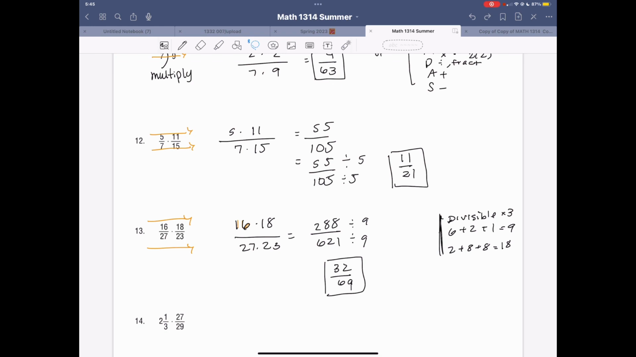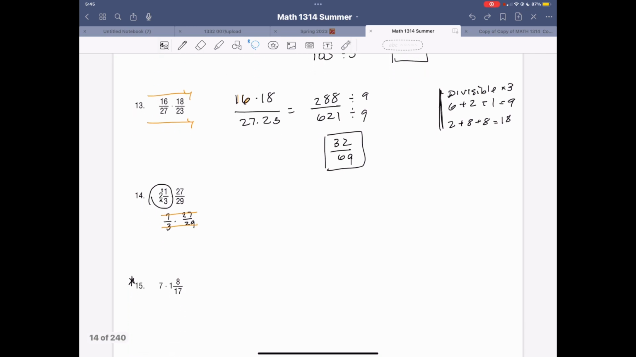And then you could do the same with the numerator. 2 plus 2 plus 8 plus 8. I got 16 plus 2 is 18. 18 is, if I divide by 3, 6 goes into that evenly. So you want to just pick the greatest factor of 3 that you can divide by. And in this case, I knew it was 9. Let's see.